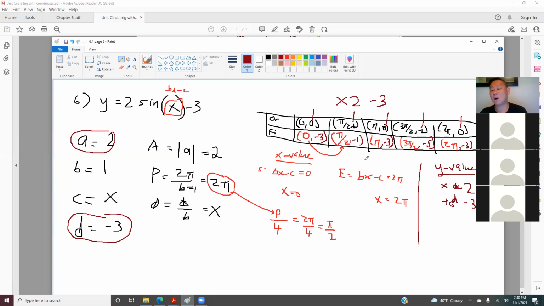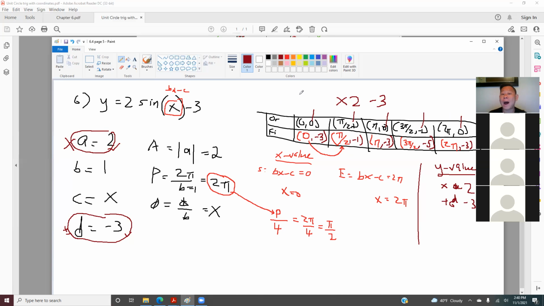So this is how you determine your y values, by taking your a and your d here. We multiply by this a and we add or subtract d, depending on whether the value of d you get is positive or negative. And then you just apply this to all the original y values, the 0, 1, and -1 here.